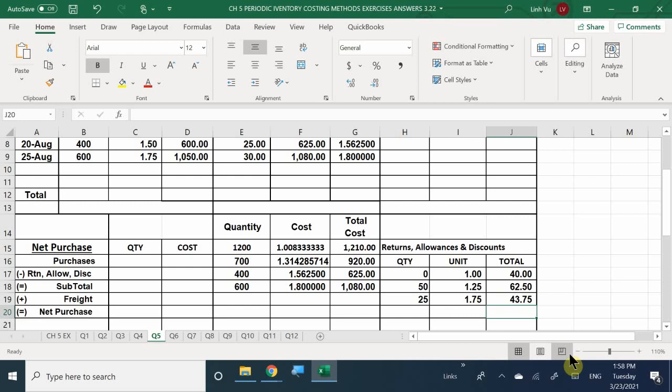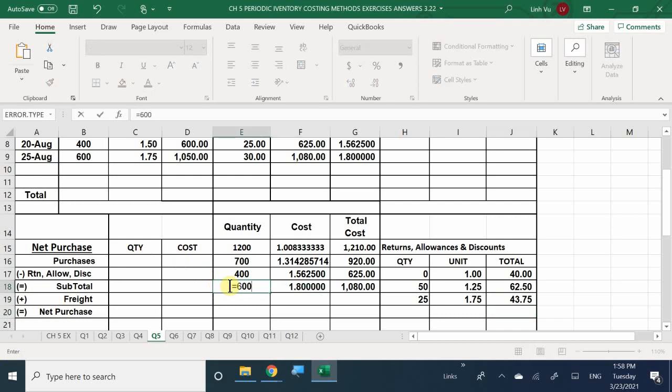$43.75. So now that I have an adjustment, I don't have 600 items anymore. So this is where you could now associate this. You could say 600 minus 25. How much should I get now? Or how much do I still have now? 575. 575 available, right?